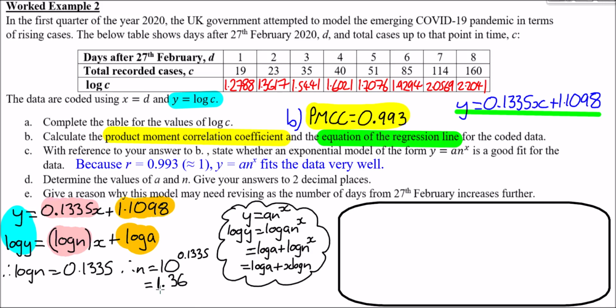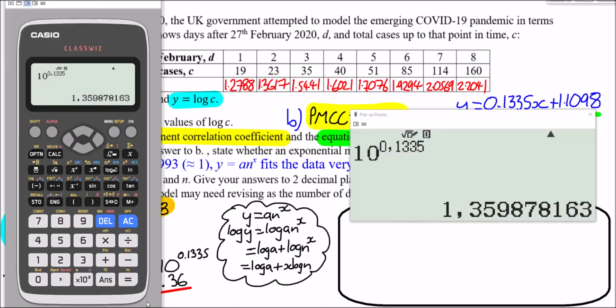In a similar way, we can now work out what a is, because we can see that log a is 1.1098. So log a is 1.1098. Therefore, a itself is going to be 10 to the power of 1.1098. So just change this, 1.1098. That gives us, to 3 significant figures, 12.9.